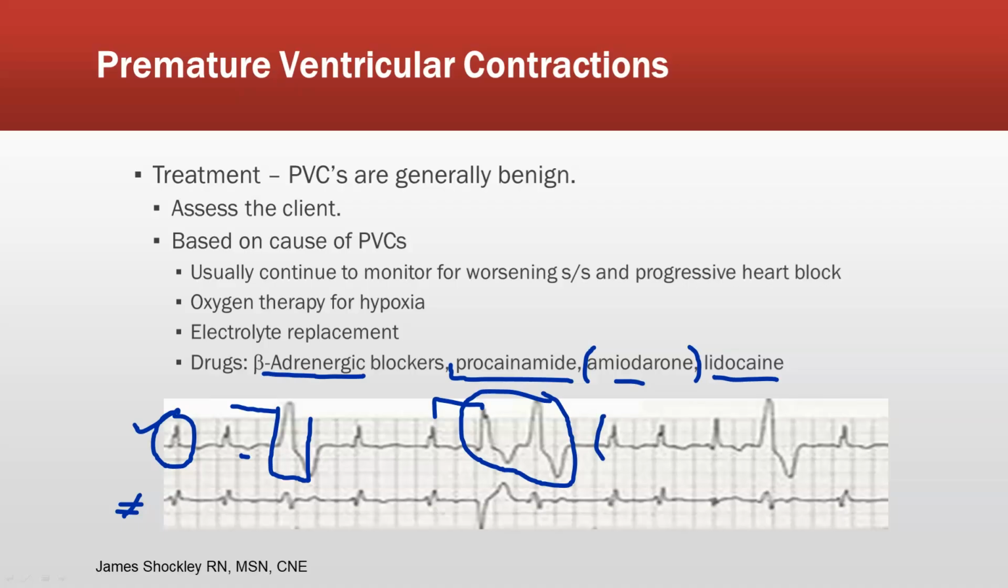This client does not have triplets. They've got a couplet, then we go back into a normal sinus rhythm, and then they have another wide, bizarre QRS complex. Again, as you can imagine, this is the client's heart trying to tell you that something more significant is happening, and we need to do those assessments, do those interventions as early as possible.